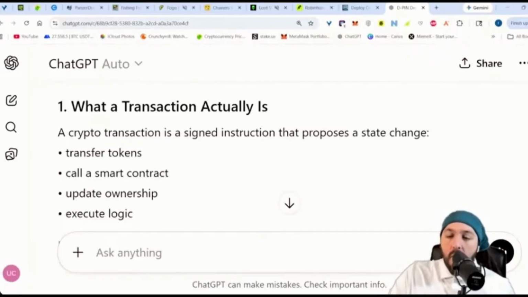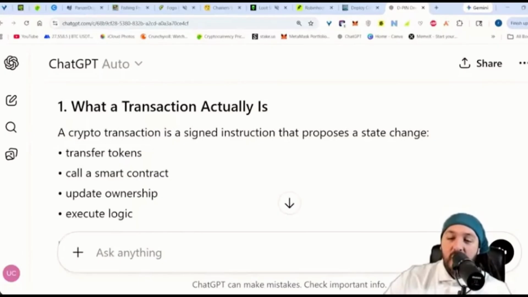So we already told you a short story about what happens when you initiate a transaction in your wallet or anywhere else, but usually with a wallet. Now let's get into it a little bit more deep, right? Let's get into the meat of the matter a little bit more. So what a transaction actually is.